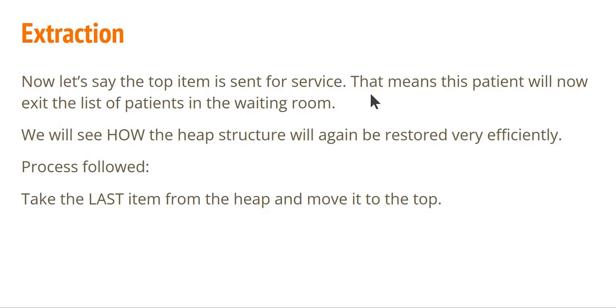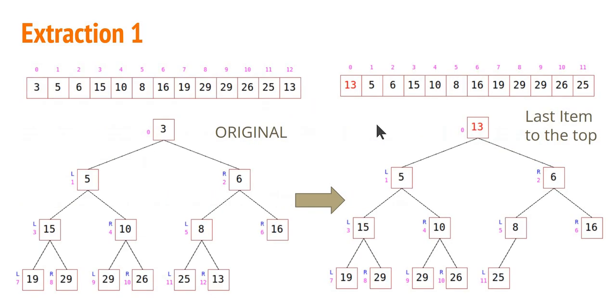In fact, the process we follow is that we take the last item of the heap and move it to the top, and then let the ball roll. So essentially, this is my original heap. Notice I've included 6 in this because this patient has come in. At some point the doctor says, please send the next person for treatment. So you say, this person with priority 3, please go, which means this list no longer has 3. So I'll take the last item, which was 13, and move it all the way to the top.